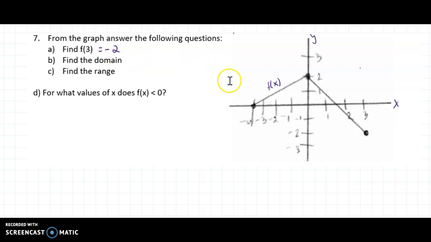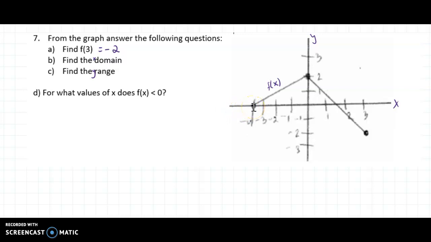Next, we want to find the domain. So remember, the domain is listing all of the x values that fit for this function. Remember, domain is x and range is y. And remember, it goes alphabetically. X before y, D before R. So what is the domain?